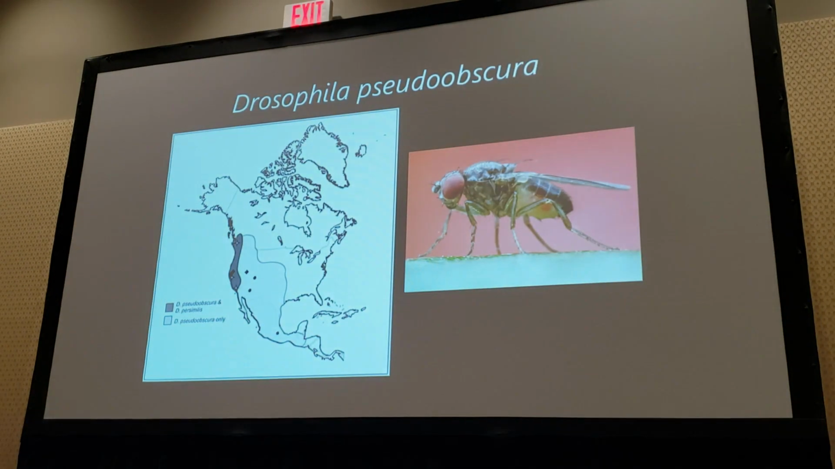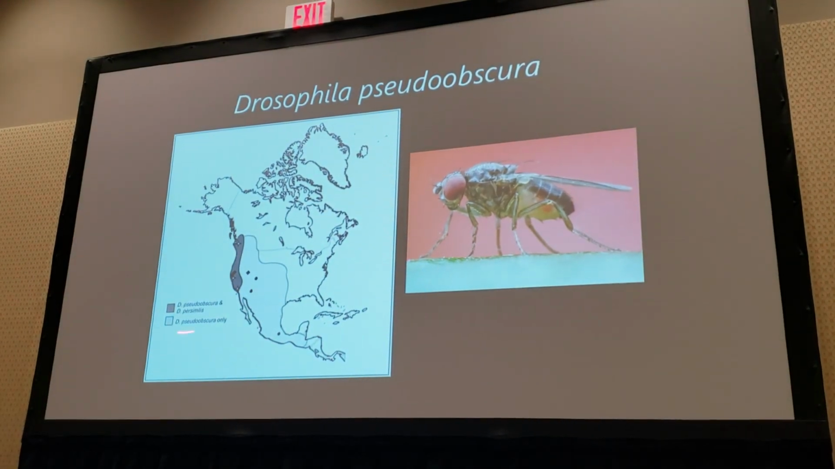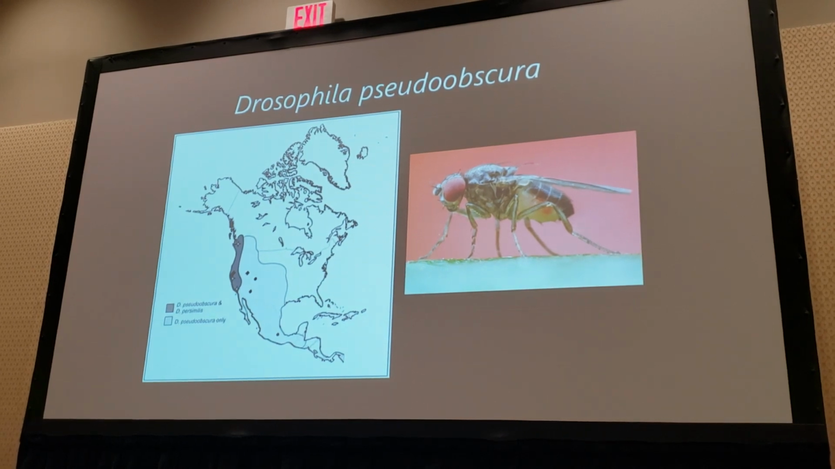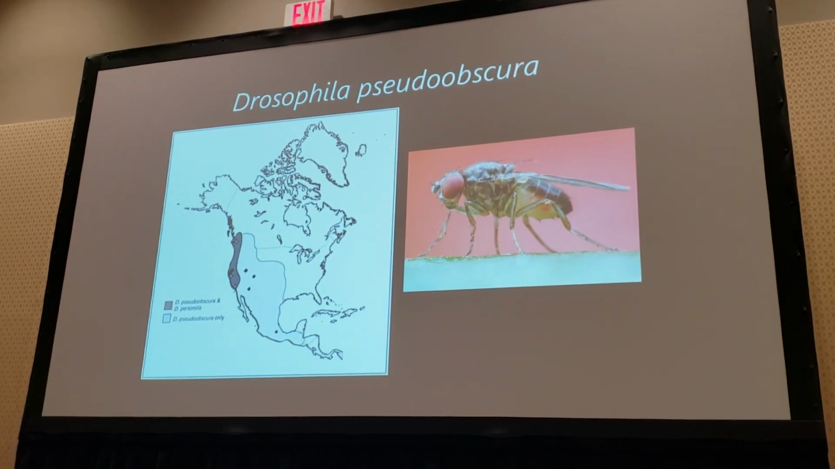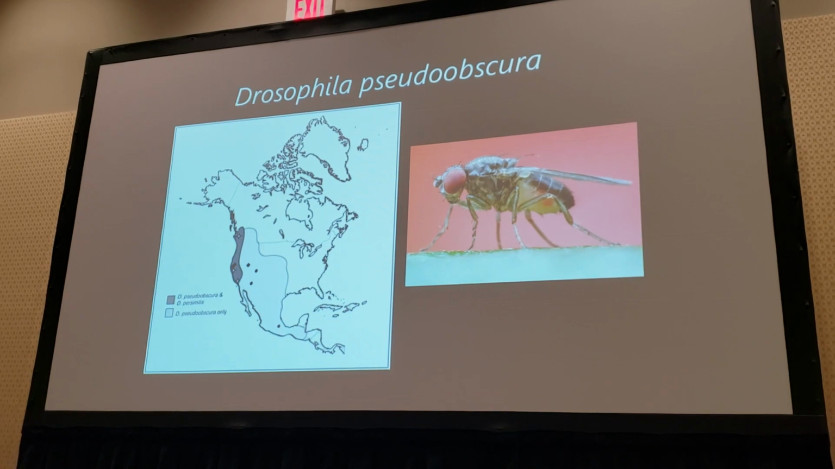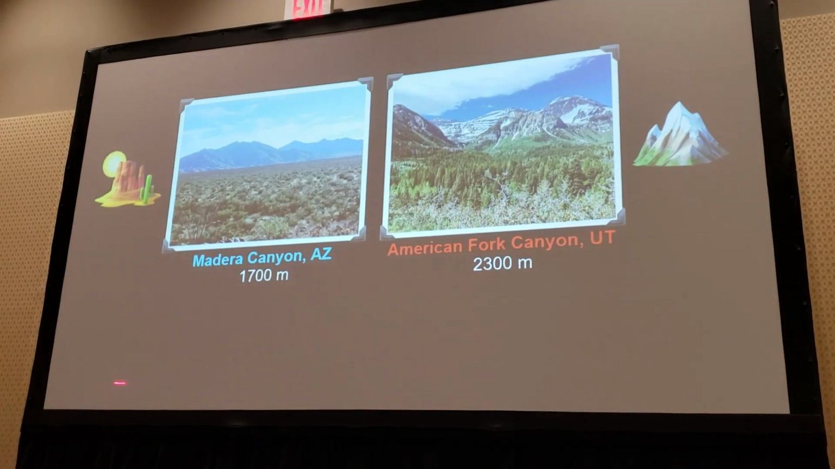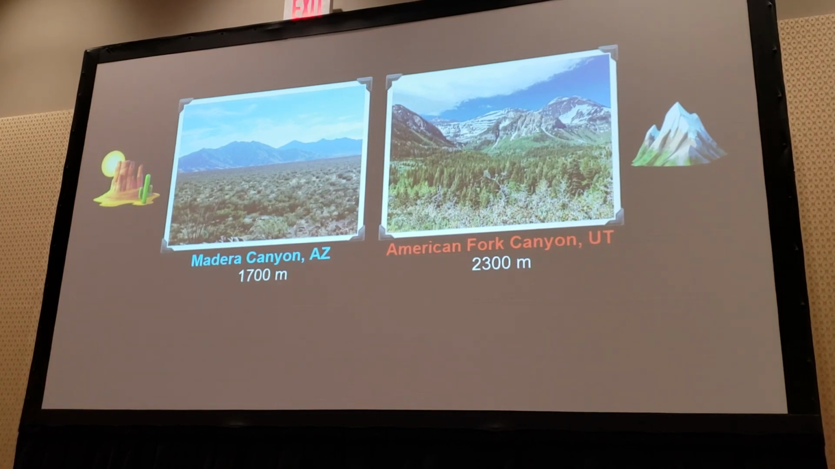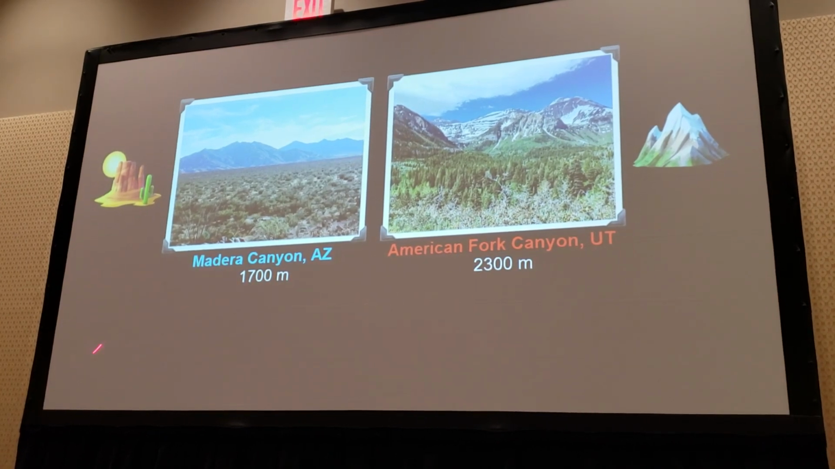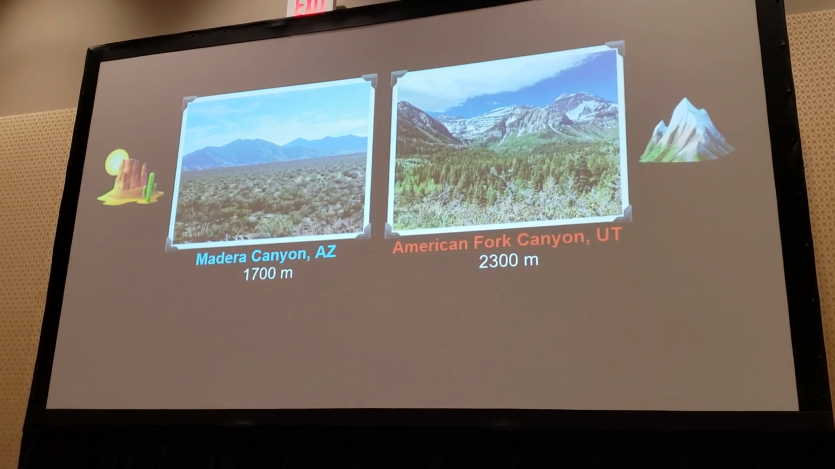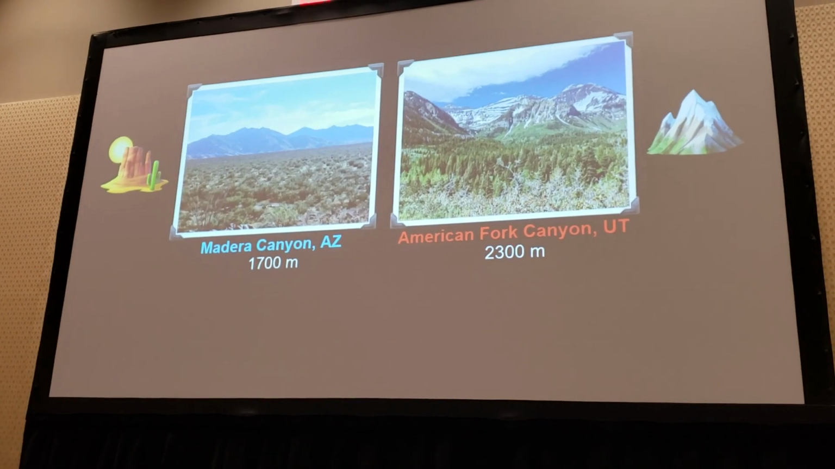And so our study species that we do a lot of our work in the Noor lab in is Drosophila pseudoobscura. This is a species of Drosophila native to mostly Western North America. And we focused on populations from 2 sites, Madera Canyon, Arizona, and American Fork Canyon, Utah. So Madera Canyon is a sort of desert habitat, whereas American Fork Canyon is a little bit more high altitude.